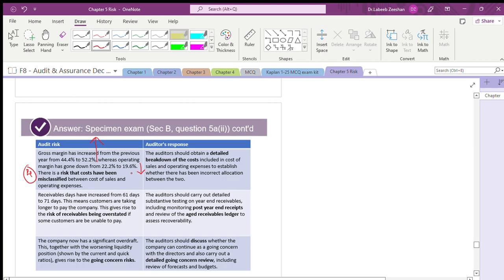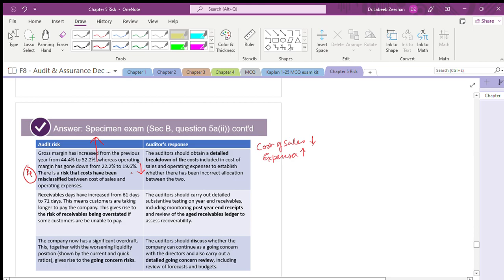Is that common sense? When the gross profit margin has increased, the operating profit margin should also increase. Otherwise, what will happen? Maybe your cost of sales is proportionately less, whereas the operating expenses are more. This is what happens.